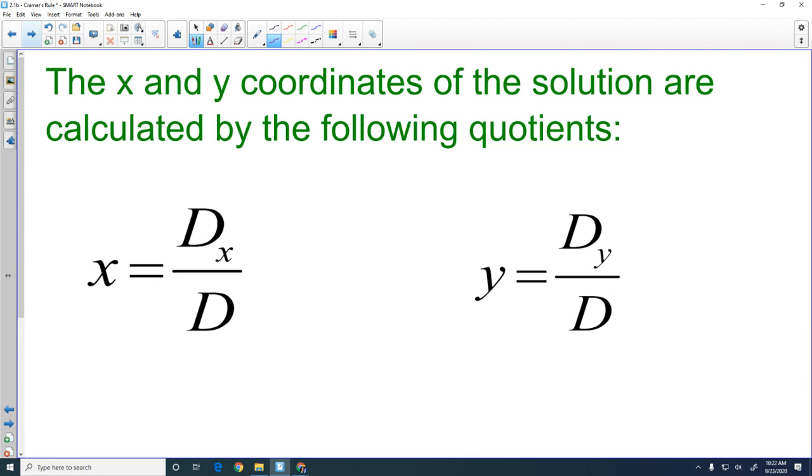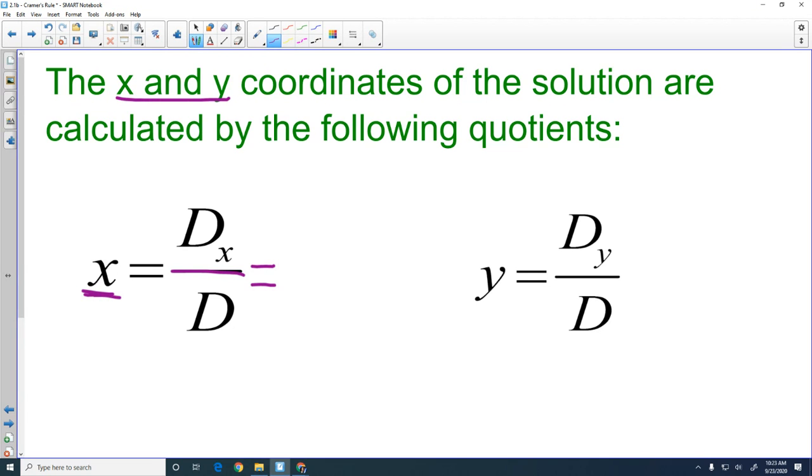So here's all we have to do. To find the actual x and y values of our solution, remember, we're looking for an ordered pair to solve a system of equations. All we need to do to find the x coordinate is we've got this simple fraction. You take that x determinant and you divide it by the coefficient determinant.